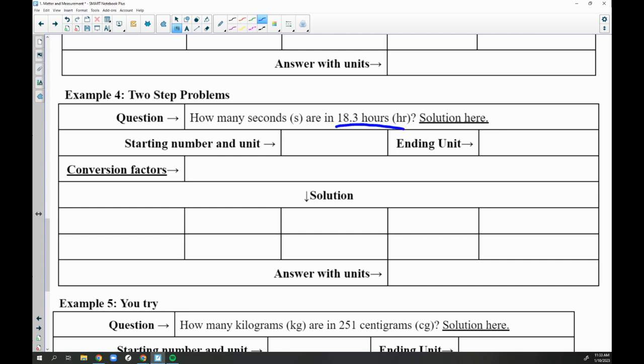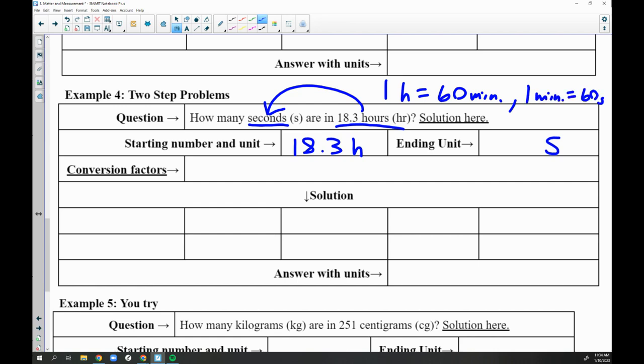So you've been given 18.3 hours. We're trying to convert that into seconds. So my starting number in the unit is 18.3 hours. My ending unit is seconds. If we knew the relationship between those two, we could do this in one step. But you probably have not memorized that. So when we look on page 44, all we know is that 1 hour equals 60 minutes and 1 minute equals 60 seconds. So we're going to have to do this as a 2-step conversion.